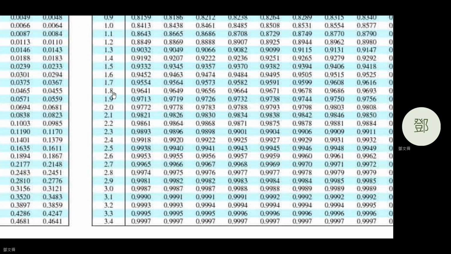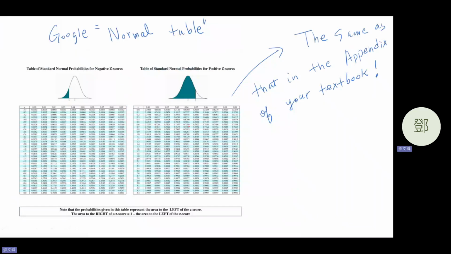1.7, and this column is for 0, 1, 2, 3, 4, 5. So here 1.75, it is 0, 1, 2, 3, 4, 5. Yeah, so it is 0.9599. This one. 0.9599.